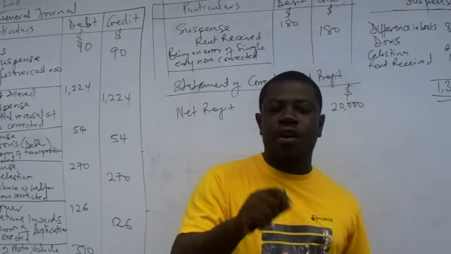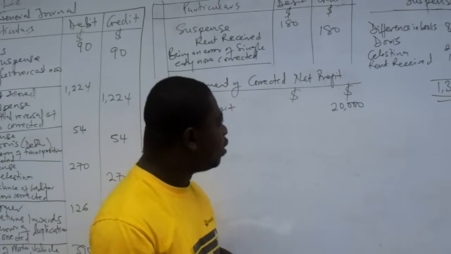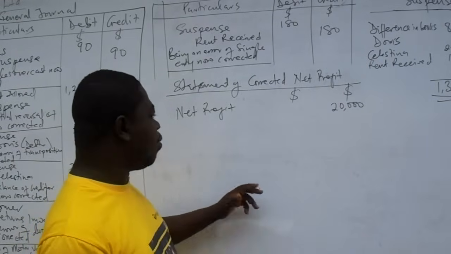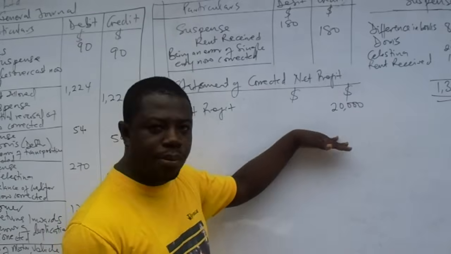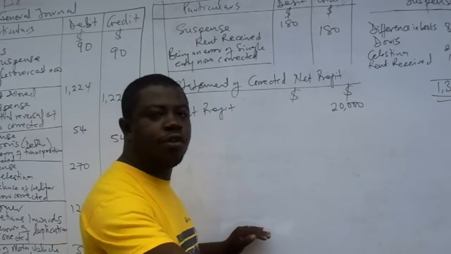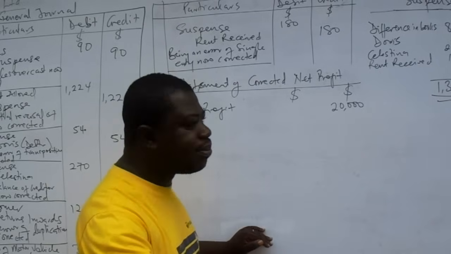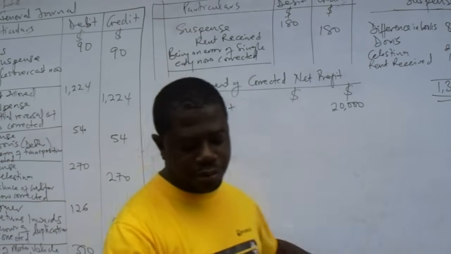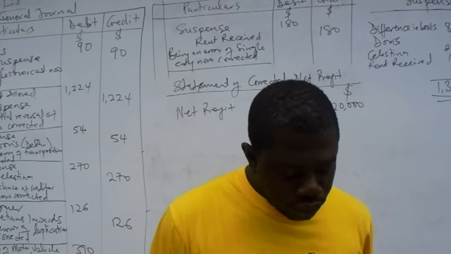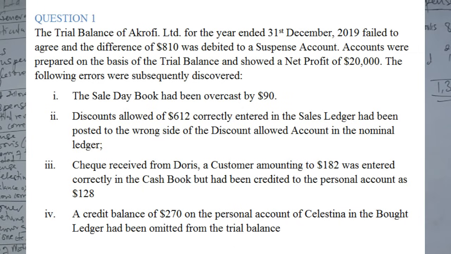And so this sales overstatement of $90 will be subtracted from the net profit. So let us note it somewhere. We will first add up what we are supposed to add and then subtract what we are supposed to subtract. So we have first of all noted that sales overstatement will be subtracted from the net profit because it has increased profit unnecessarily. Then we move to the second one.